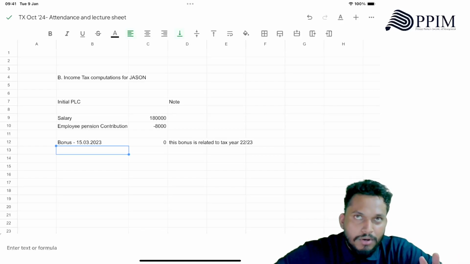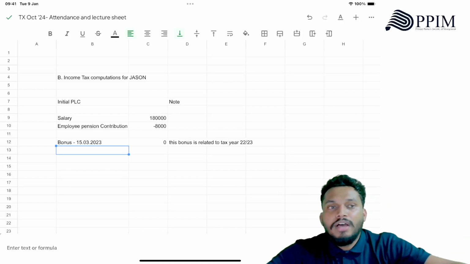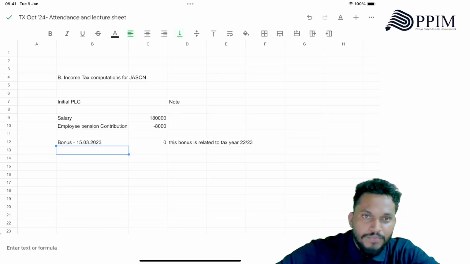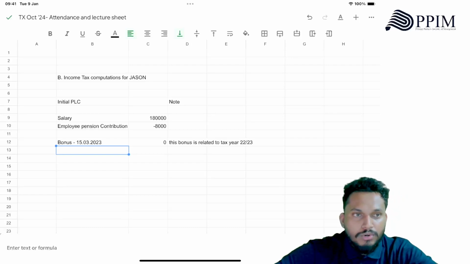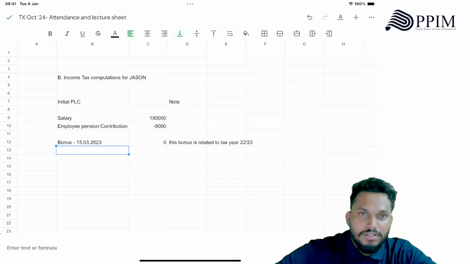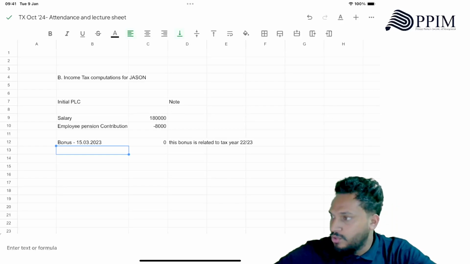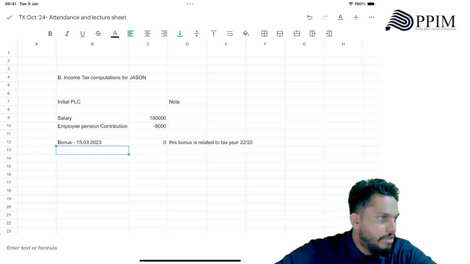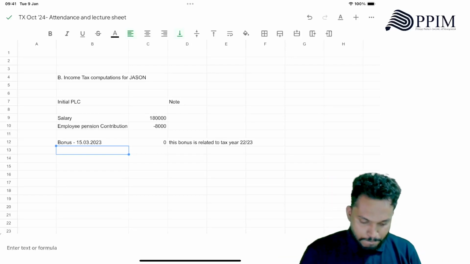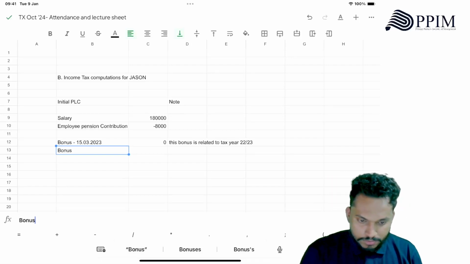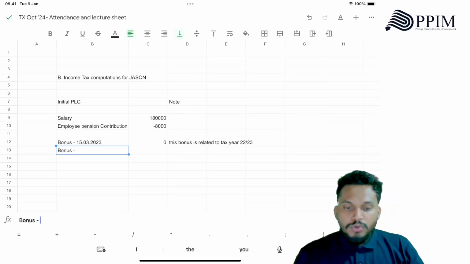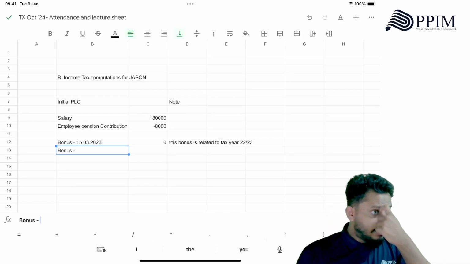Don't talk about the accrual basis or cash basis. Don't confuse yourself there. Go along with your accrual basis. If it needs to be cash basis, they will mention it to you. So don't disappoint yourself. Go with accrual basis. Fine.